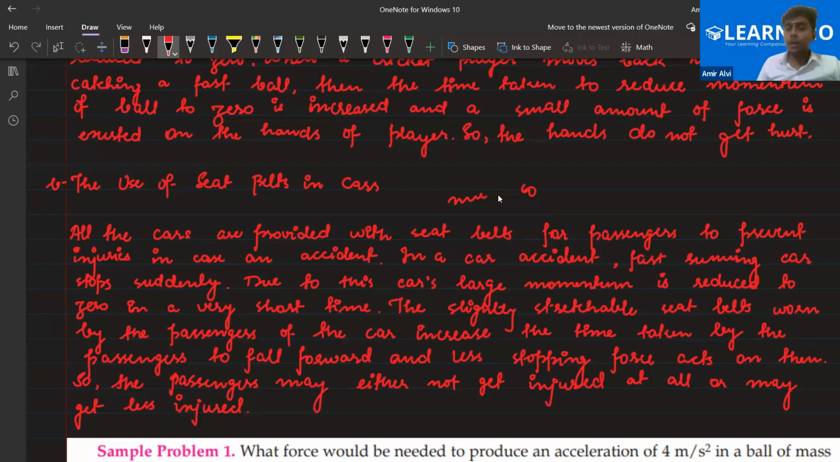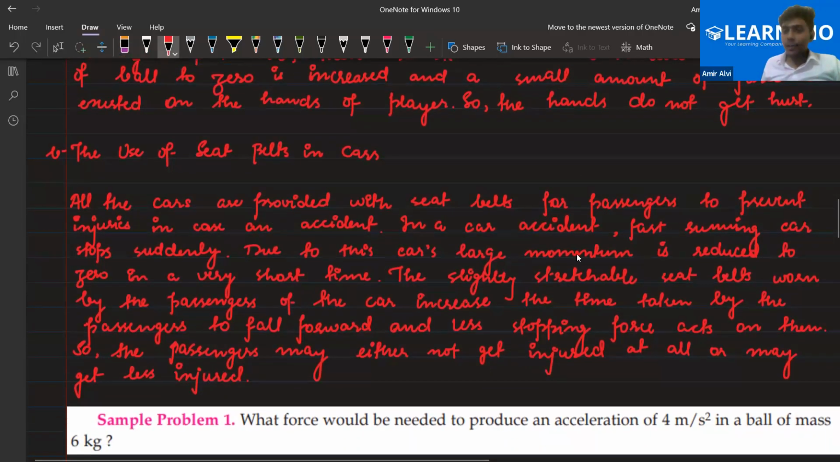That's why the seat belts are very important in the car. Whenever you are traveling, please put the seat belts on your chest. Sometimes this class is an awareness class as well.